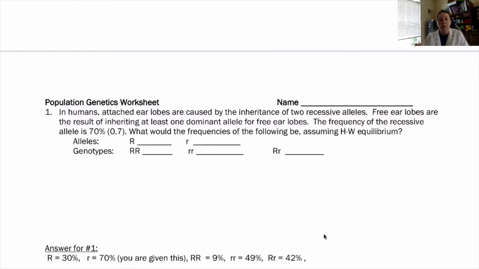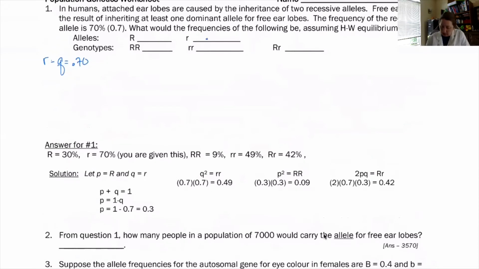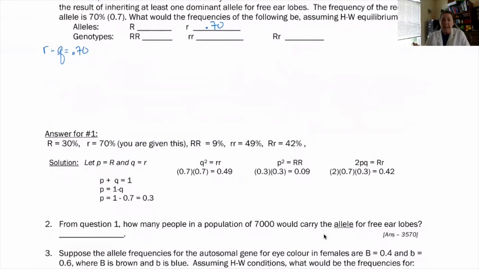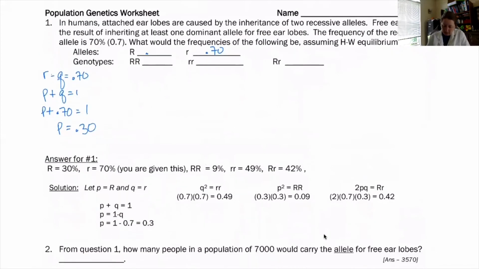Okay, so it tells us the frequency of the recessive allele is 0.70. So what is my recessive allele? My recessive allele is little r. So I already know at this point, little r, or q, is 0.70. So let's go ahead and put that in. Again, that just came directly from the question itself. So what am I going to find next based on that information? Well, it's really easy at this point to find your p. So p plus q equals 1. So therefore, my p plus 0.70 equals 1. So p must equal 0.30. Awesome. So let's go ahead and put that in there.